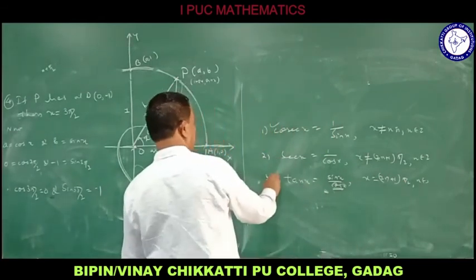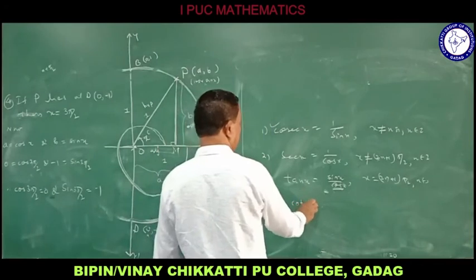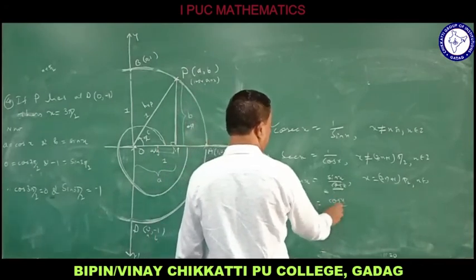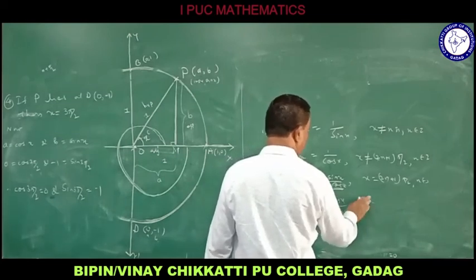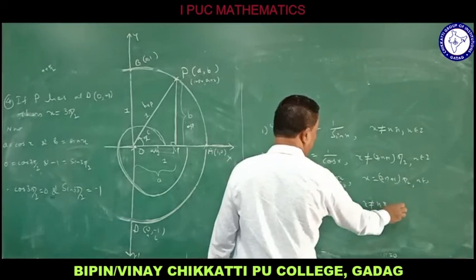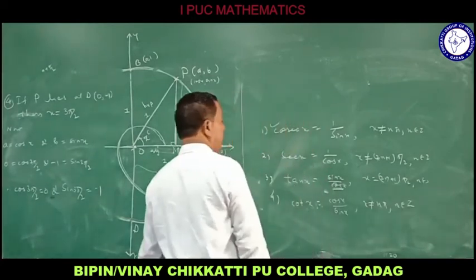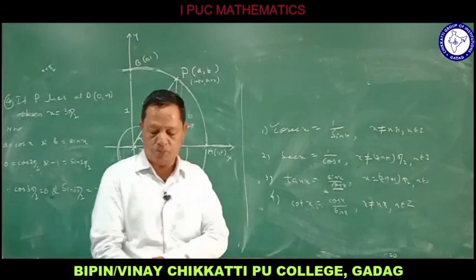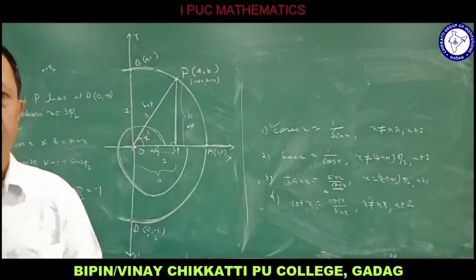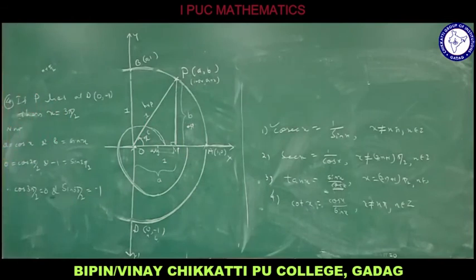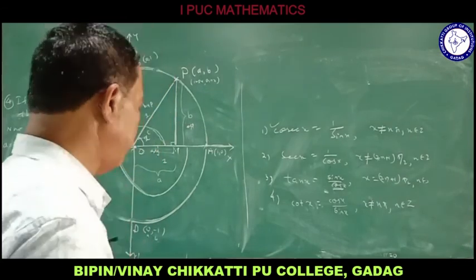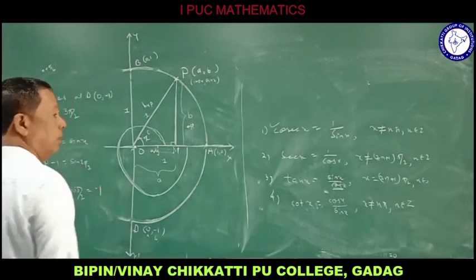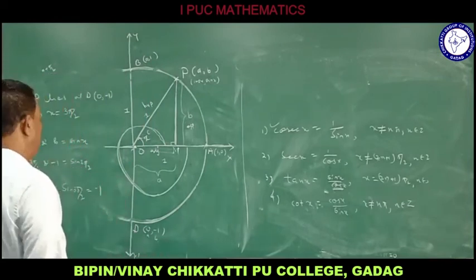And similarly, the last one is cot x is equal to cos x by sin x. So here also sin x should not be 0, which means x is not equal to n pi, where n belongs to Z. So this is the way we have expressed the trigonometric functions in terms of other functions. This is how we understand all 6 trigonometric functions, out of which 4 are to be expressed in terms of sine and cosine only.